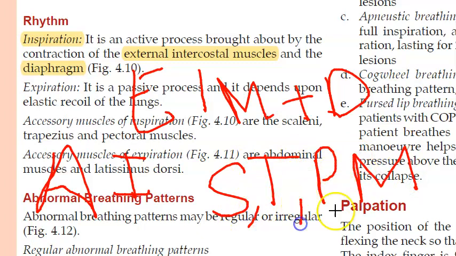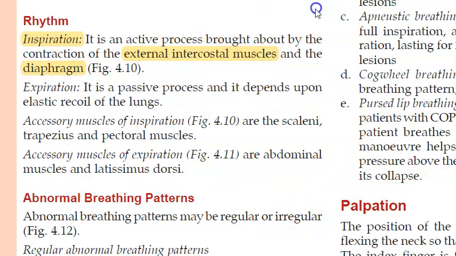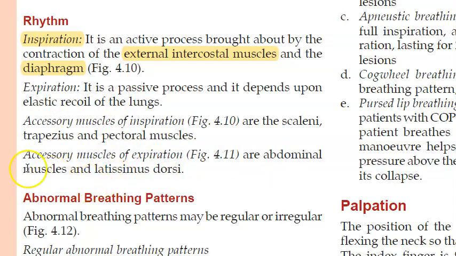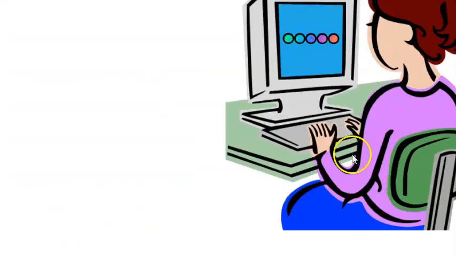Scalene muscle, trapezius muscle, and the pectoral muscles, okay? What are the muscles of expiration which are accessory? You have the abdominal muscles and the latissimus dorsi. So even to expire, if you have started using your muscles, imagine how it would be. Because expiration itself is a passive process, and now you have started using muscles like the abdominal muscles and the latissimus dorsi. Just remember, what you use normally to breathe are your external intercostal muscles and the diaphragm.